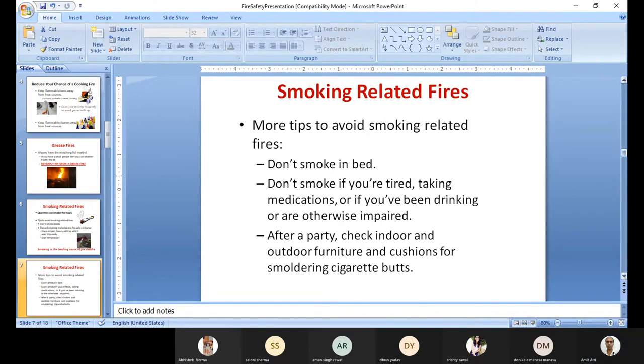Next thing, if a person is drinking or if a person is impaired, then he's not able to sense that a fire is breaking out.